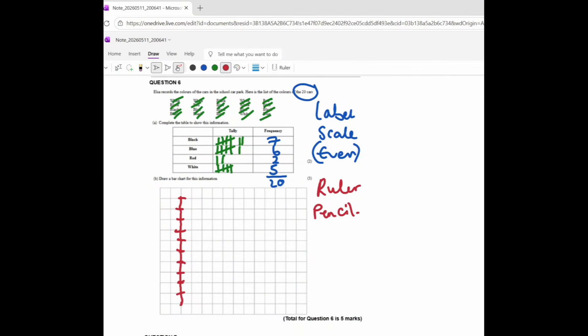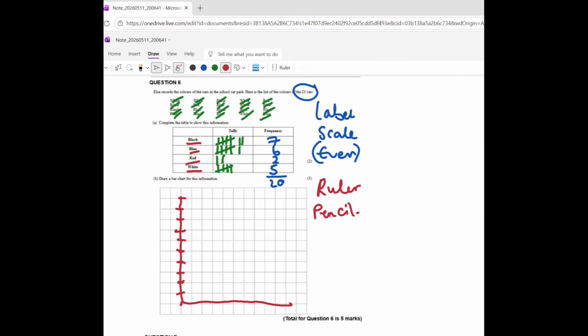And then along the bottom I need black, blue, red and white. Because this is colours of cars, it's not continuous data, there needs to be gaps in the bars. So I'm going to have a space for black, a space in between blue, space in between red. I'm going to rub that out because that is not straight at all. So let's rub that out. So I'm going to go along here. I'm just going to draw a straight line like this.